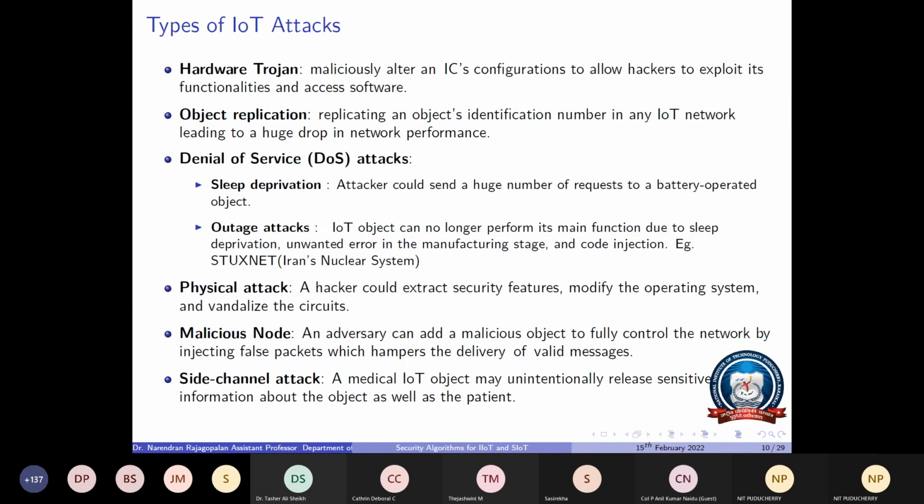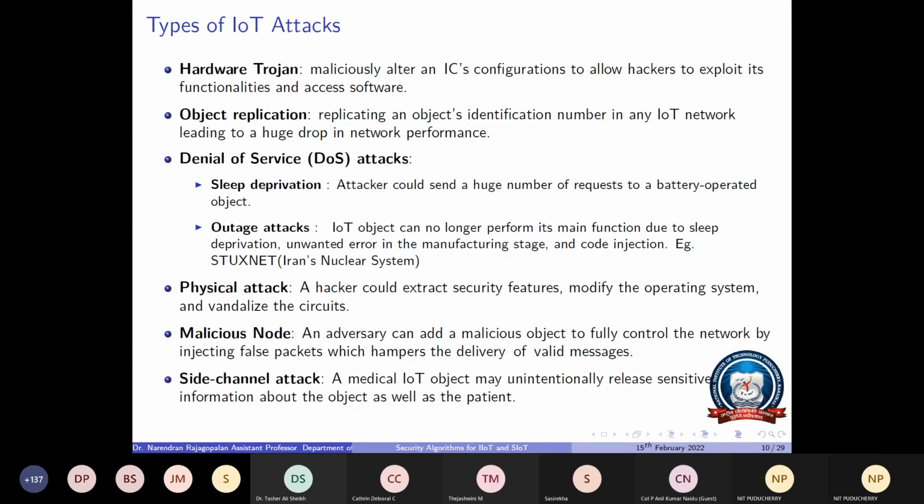There is also something called object replication, which tries to replicate an object's identity. When an object's identity is replicated in a network, the dynamics and the data flow itself get confused. The routing itself gets affected, because of which the network performance suffers a huge slump.